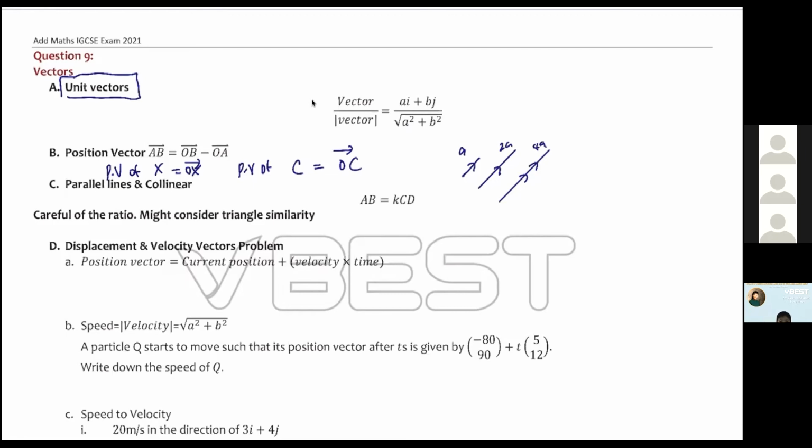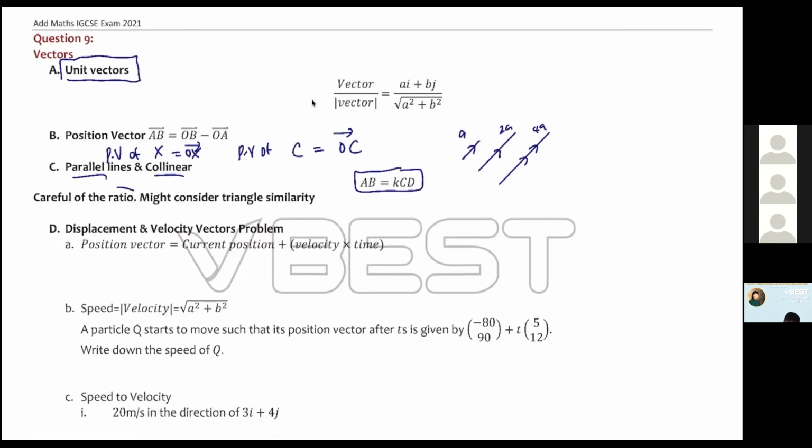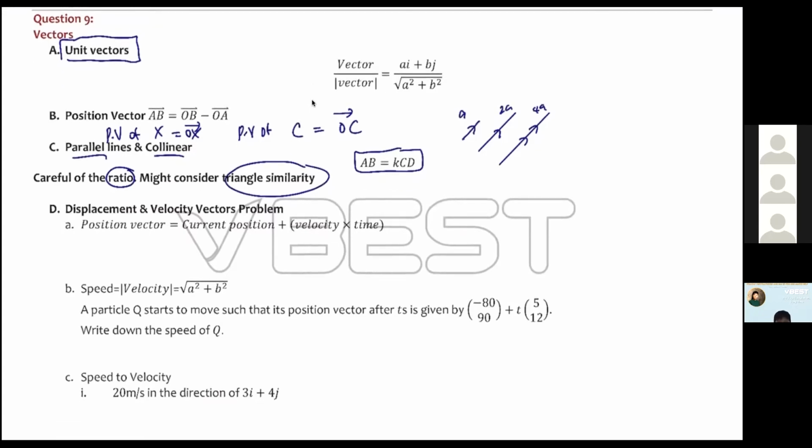Okay, so like this. Whenever you see these two keywords, you must automatically write this down already: AB equals to kCD, AB equals to hCD, that kind of stuff. Then be careful of the ratio, and you might need to consider the similarity of triangles.